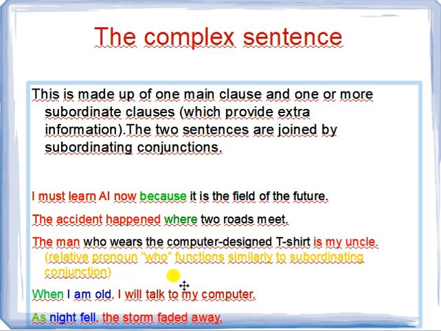When I'm old, I will talk to my computer. Main clause, I will talk to my computer. When I'm old, telling you when you're going to do it. So it's one main clause, one subordinate clause. The storm faded away, main clause. When did it fade away? As night fell. It's got a verb in it, so it's a clause. So it's one main, one subordinate. It's a complex sentence. Fairly tricky, but you get used to them.